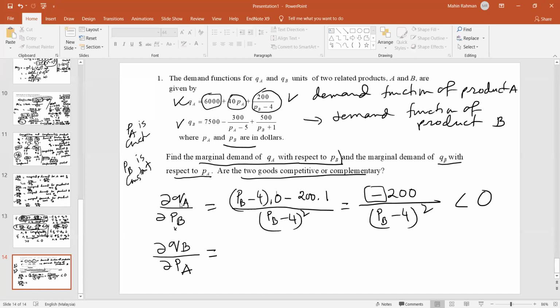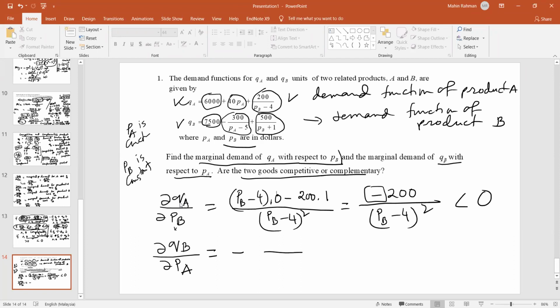So if PB is constant, that means this part is 0 because this is a constant number. This part will also be 0 because all are constant, because here we are assuming PB is constant. Only I have to differentiate this one. Okay, so now it will be minus.